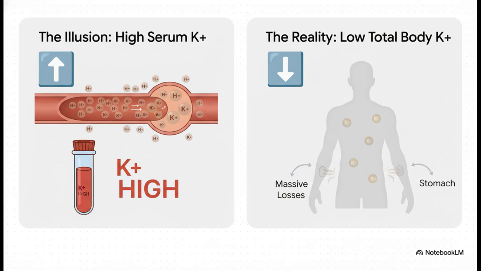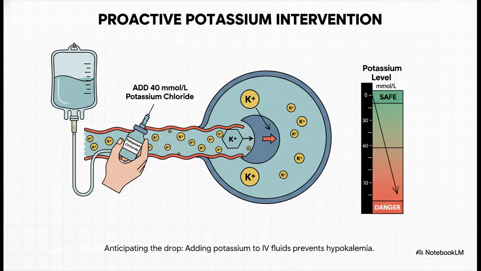Now for K, potassium. And this is a really crucial, often misunderstood concept. We call it the potassium paradox. A patient's initial blood test might come back showing a normal or even a high potassium level. This is a dangerous illusion. The acidosis has forced potassium out of the cells and into the bloodstream, making the number look good. But in reality, as you see on the right, their total body potassium is severely depleted from massive losses. This means we have to be proactive.